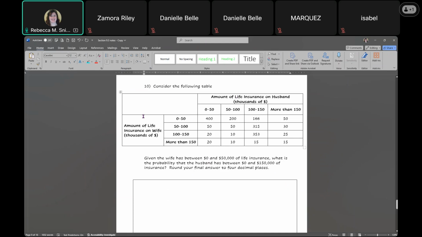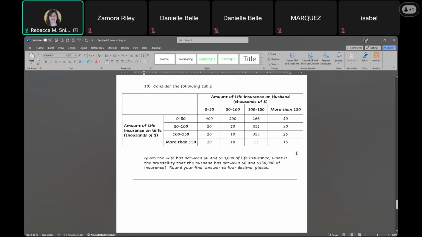So you're going to be given this big giant table and it's life insurance. And so you notice we've got across the top life insurance of the husband, and then we have down the side life insurance of your wife. And notice that they are all in ranges. And it's talking about the amount of life insurance in thousands.